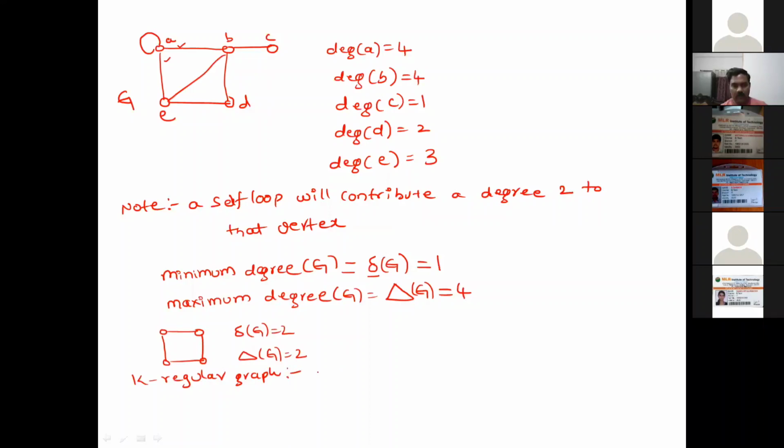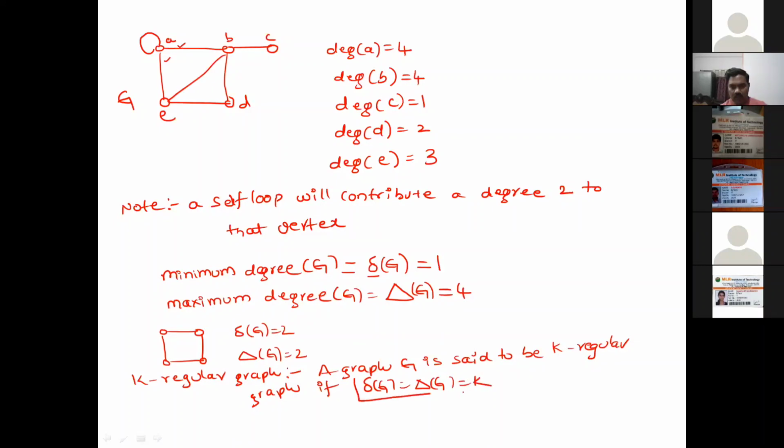A graph G is said to be a K regular graph if delta of G equal to capital delta of G equal to K. Is it clear, meaningful? That means in that graph, the minimum degree equals the maximum degree equals K, then we can call that a K regular graph.